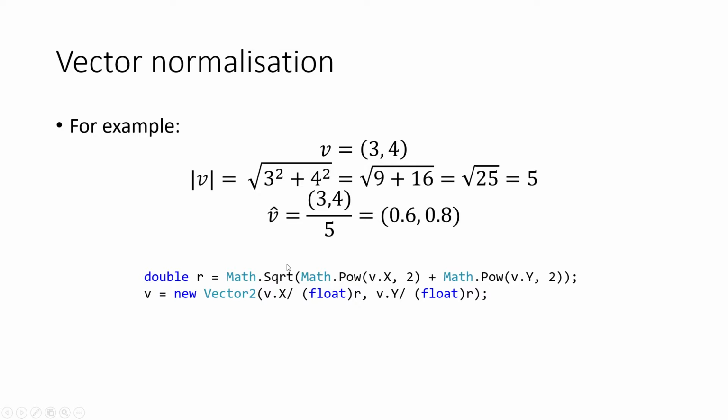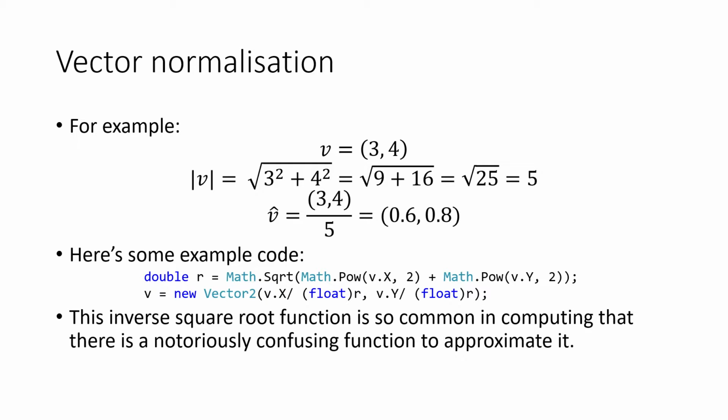And here's some code that you might use in C# or maybe some other language. So the square root, that's Pythagoras theorem we saw earlier. The square root of x squared plus y squared. And then the new vector is the old vector divided by r for both components.